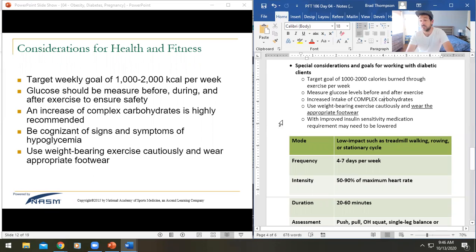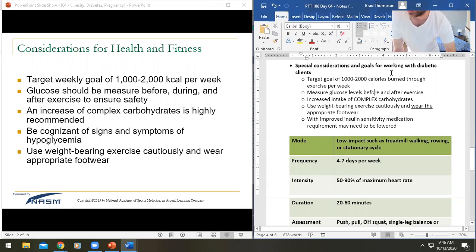And here's the other thing. By burning those carbohydrates, you're making your body more sensitive to bringing those carbohydrates out of your glycogen stores. So you are increasing your insulin sensitivity. And that's why we want to focus on burning 1,000 to 2,000 calories from exercise activity per week. And that's why clients who are diabetic shouldn't just diet alone. Diet, hugely important, but activity is also incredibly important.